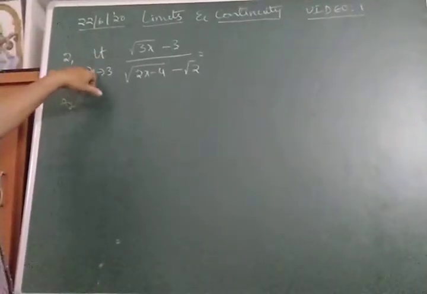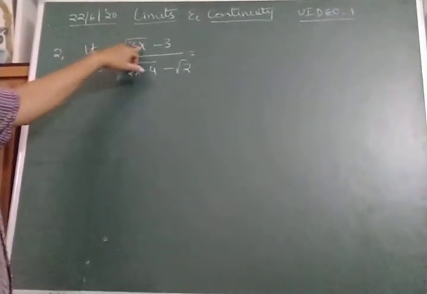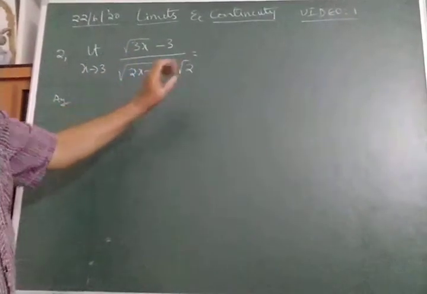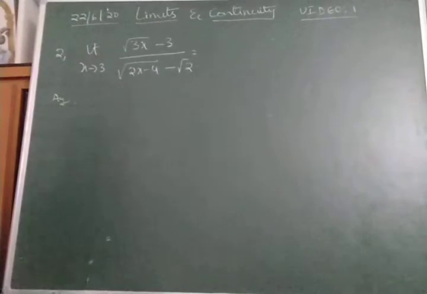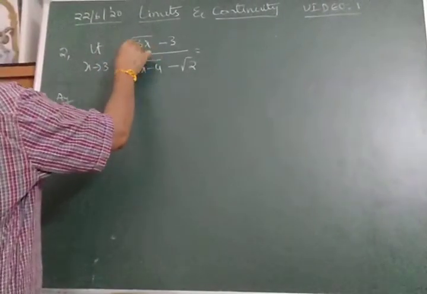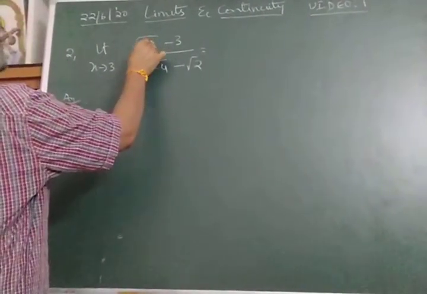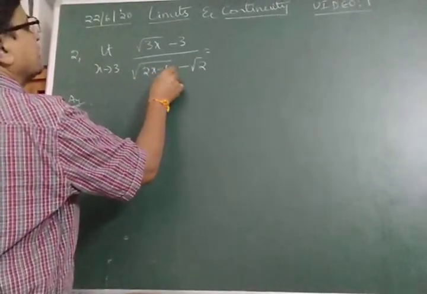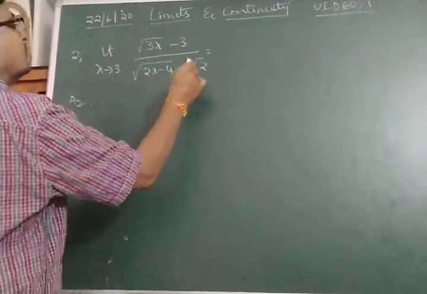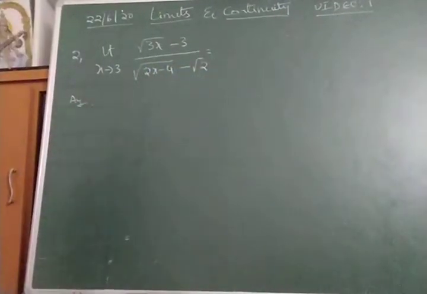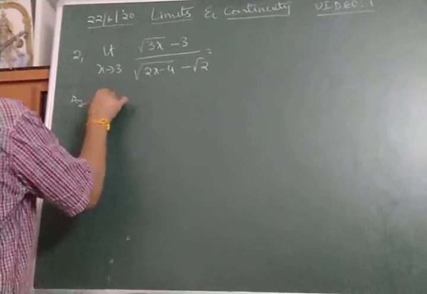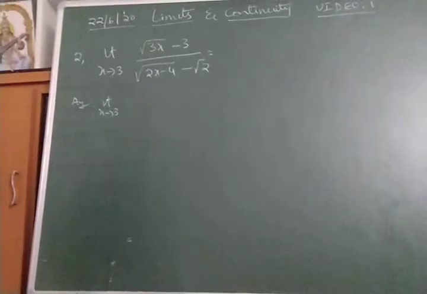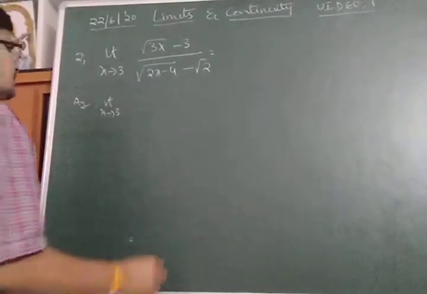Question number 2. Limit x tends to 3 of (root of 3x minus 3) by (root of 2x minus 4 minus root 2). Here we substitute 3. Root of 3 into 3 is 9 minus 3 is 0, and in the denominator 6 minus 4 is root 2 minus root 2, which is 0. So that's why we apply L'Hospital rule or the LCM method, or anyone can do it.